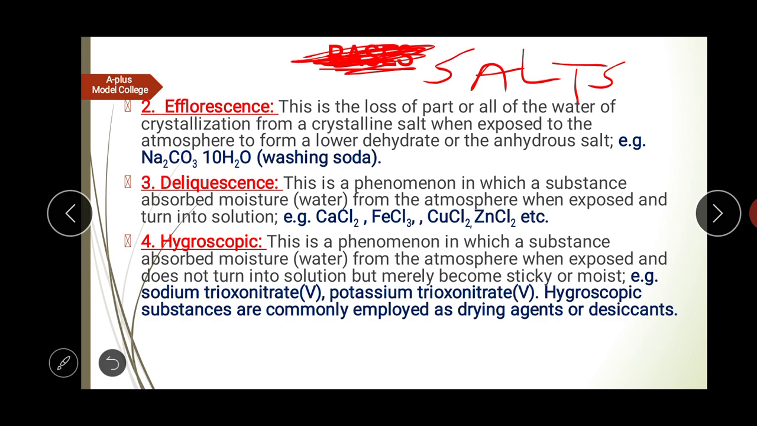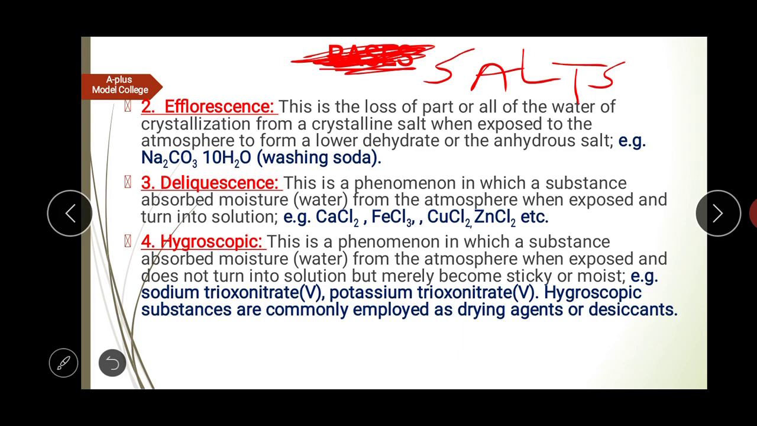The third point here is deliquescence. Deliquescence is a phenomenon in which a substance absorbs water or moisture from the atmosphere when exposed and turns into solution. Efflorescence is when we expose a substance and it gives off water. Deliquescence is when a substance is exposed to the atmosphere and it absorbs water. It does the reverse of efflorescence. It absorbs the water and turns to solution. Don't forget, if something is dry before and absorbs water, it turns to a solution. So it becomes more moist, more sticky.